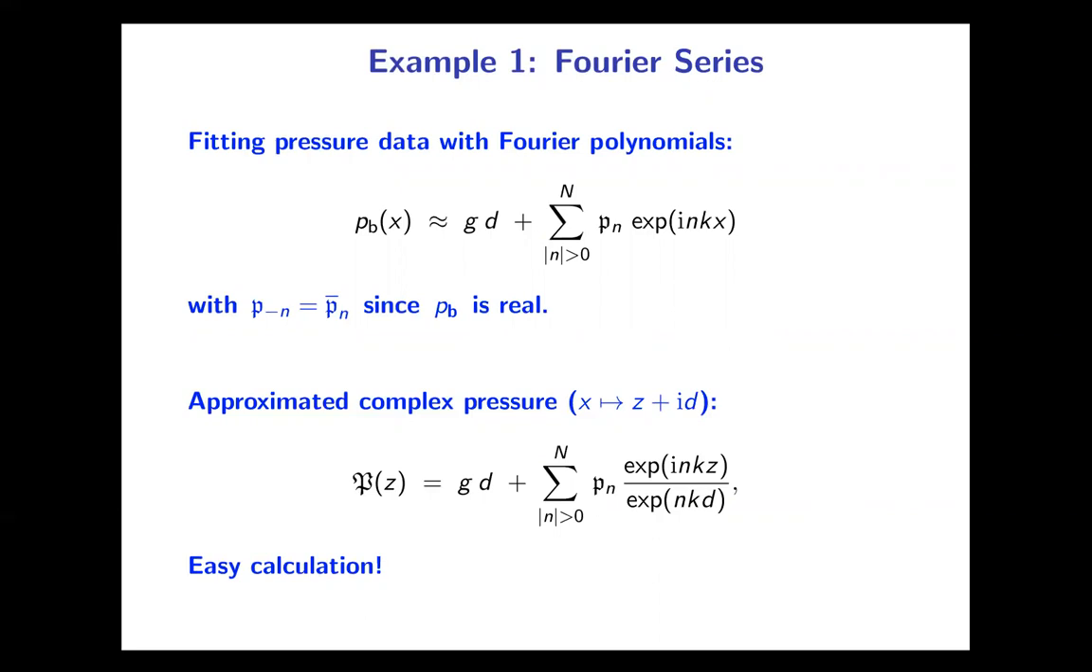And I can determine the Pn by least square minimization, for example. So I get from the data some Fourier polynomial representation of the bottom. So I have an analytical approximation of the pressure at the bottom. And then I want to get my holomorphic pressure. So I just substitute x by z plus id. And then I have automatically the holomorphic extension of the bottom pressure. That's very easy. Yeah? Replacing x by z, I can do it.